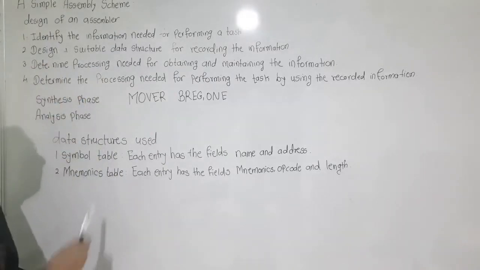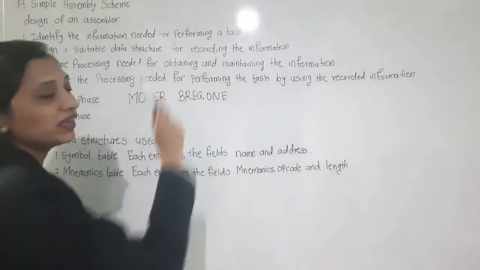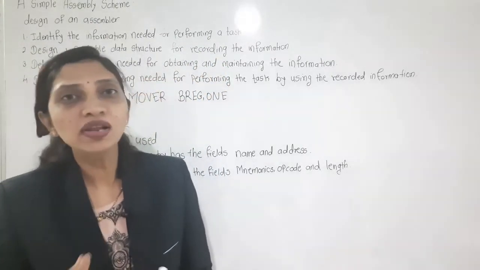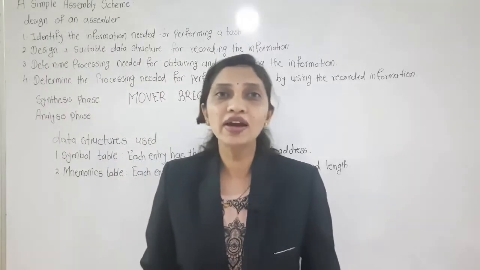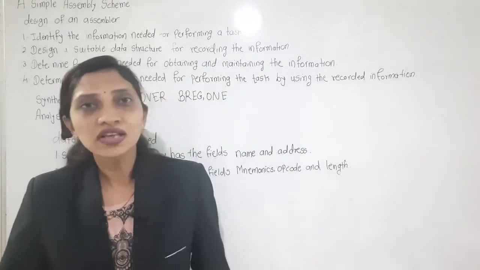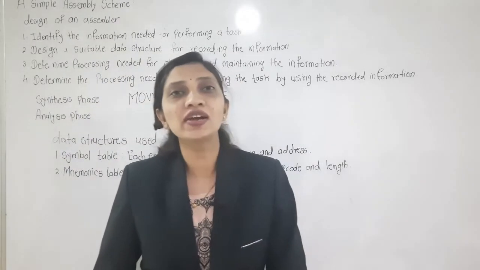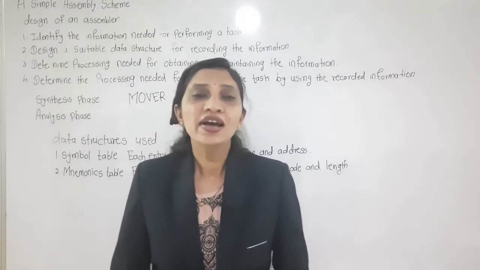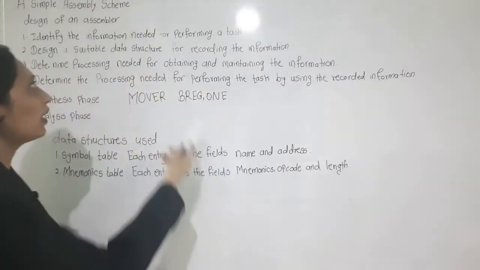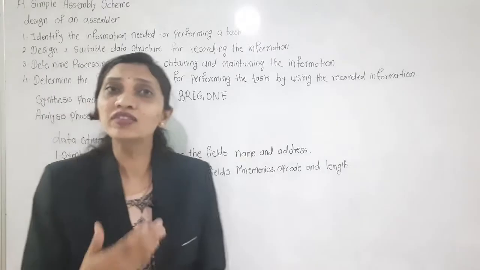The first one is to identify the information needed for performing a task. We know that during the assembly language process, there are 2 phases, the analysis phase and the synthesis phase. So which information is required during the analysis phase and which information is required during the synthesis phase. So we have to determine which information is needed during which task.